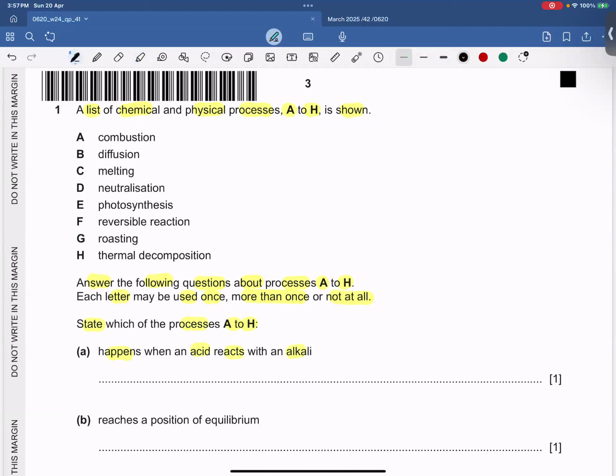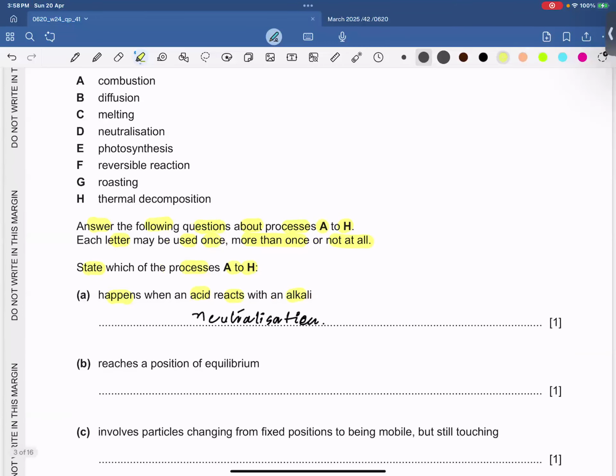Neutralization. When an acid and an alkali react together, the process is going to be neutralization. Reaches a position of equilibrium. So obviously, reaching a position of equilibrium takes place in a reversible reaction.